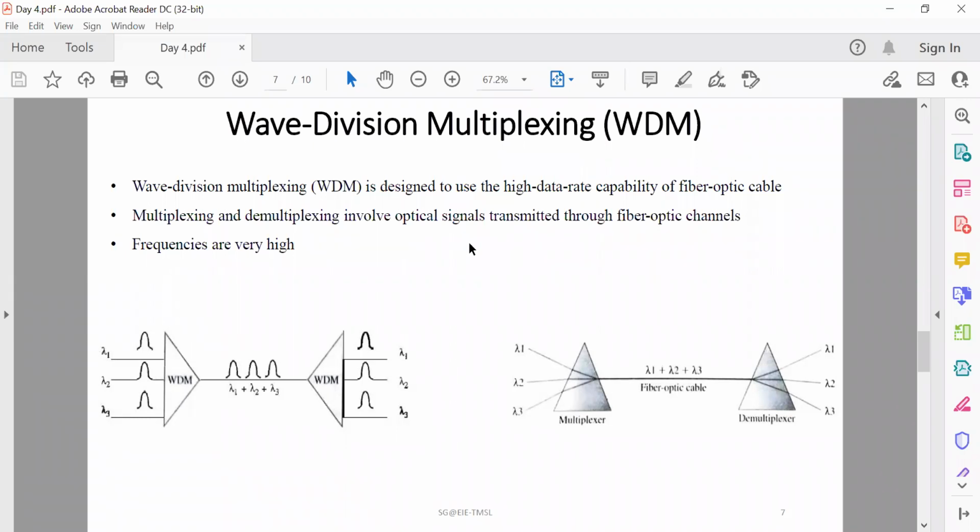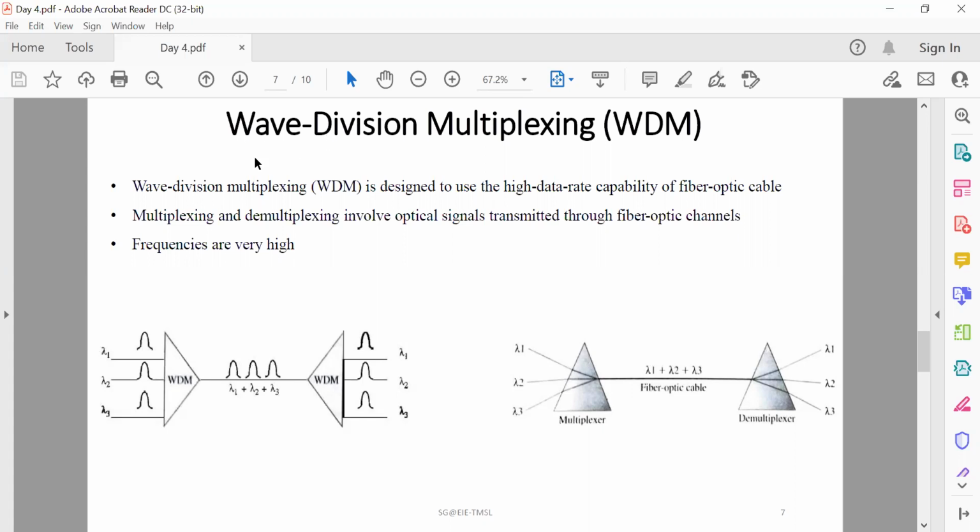So here WDM, wave division multiplexing, is more or less the same as FDM, except that the multiplexing and demultiplexing involve optical signals transmitted through fiber optic channels in the WDM technique. Another difference is that very high frequencies are used. And at the receiving side, the signals are separated by a demultiplexer.